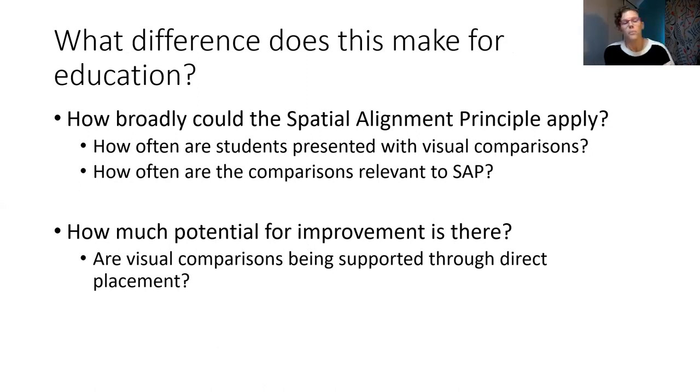So we broke this down into two questions. One, just how broadly could the spatial alignment principle apply? How often are students being presented with visual comparisons, and how often are those comparisons relevant for the spatial alignment principle? And then also, how much potential for improvement is there? What do the comparisons they're getting already look like? Are students already getting everything in direct placement? Are we already doing as well as we can or not?